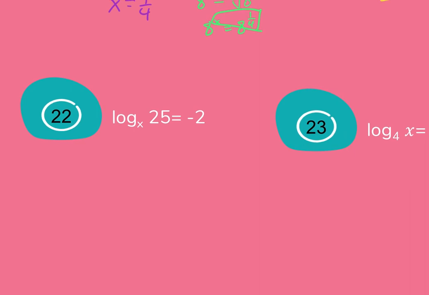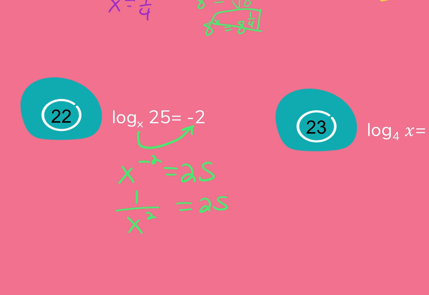All right, go to 22. So x to the negative 2 equals 25. Now, what to the negative 2 would equal 25? This is where it's weird. What's a negative going to do? So this is the same thing as saying 1 over x squared equals 25.